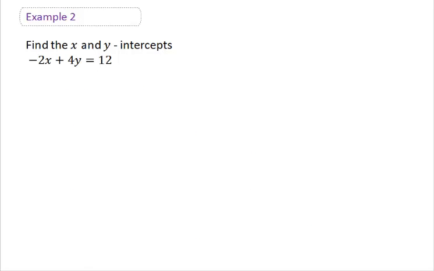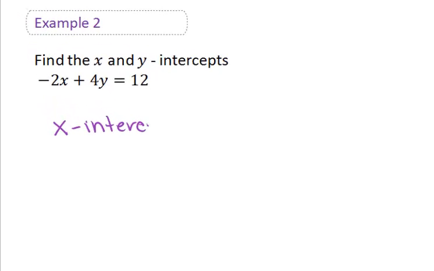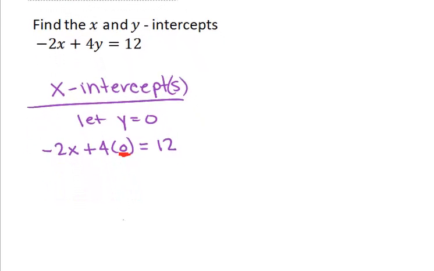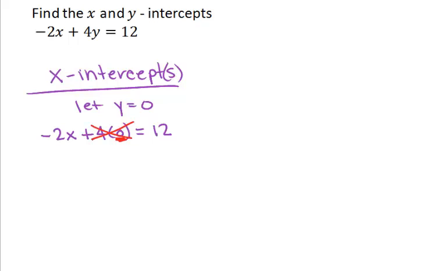Example 2. Negative 2x plus 4y is equal to 12. I'd like you to pause the video and see if you can come up with the x and y-intercepts for this problem. I'm going to start with my x-intercept, and we do that by letting the y value be 0. So in this equation, I have negative 2x plus 4 times y is equal to 12. And again, my y value is 0. Well, 4 times 0 cancels out, so I don't really have to worry about that.